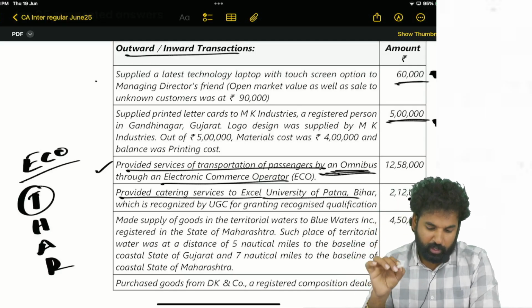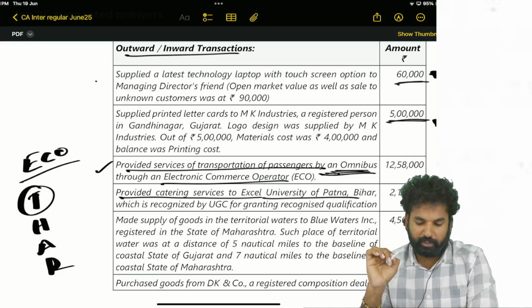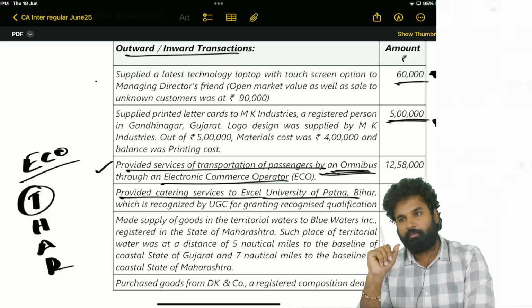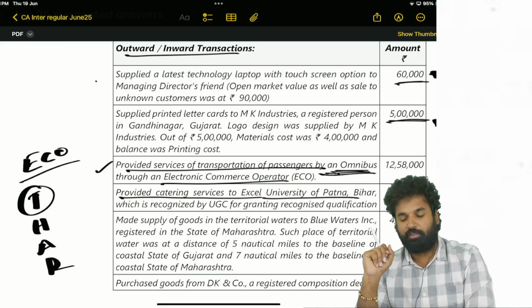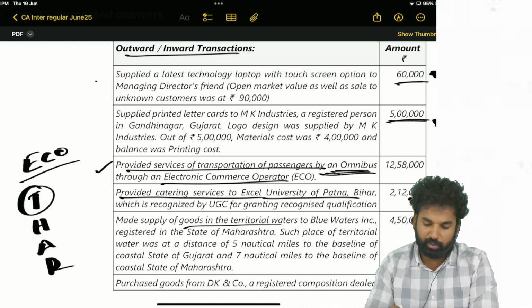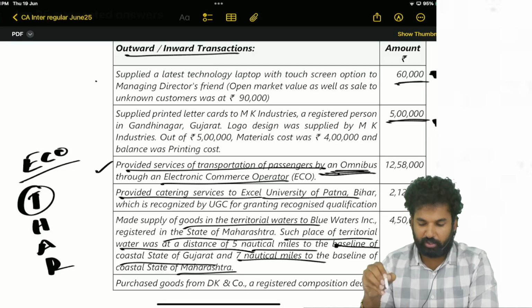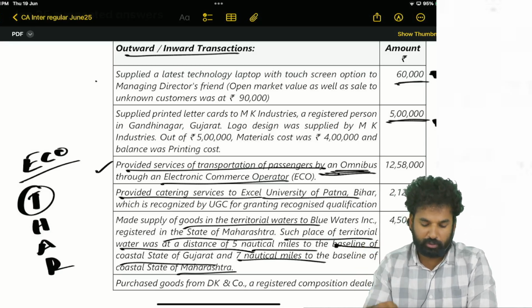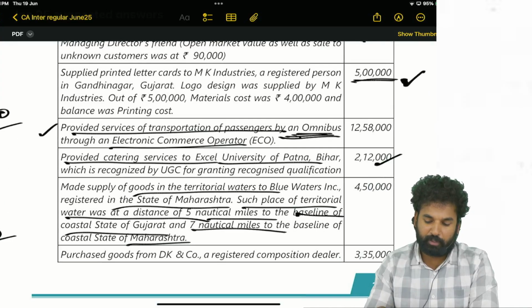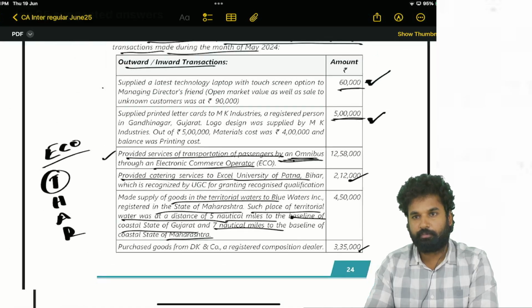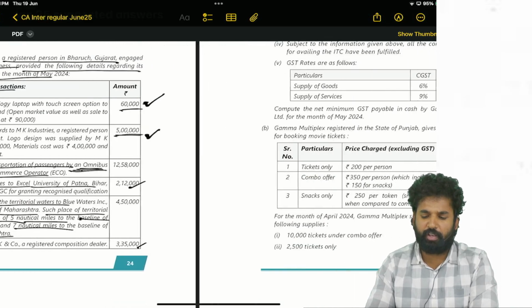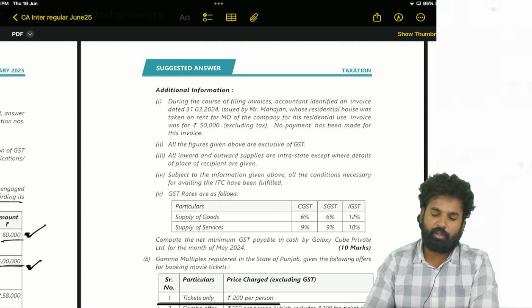Next, made supply of goods in the territorial waters to Blue Water Inc. If you are making supply in territorial waters, then what will be the place of supply? Nearest coastal state we have seen. Okay, made supply of goods in territorial waters, registered in state of Maharashtra. Such a place of territorial waters was at distance of 5 nautical miles to the baseline, coastal line of Gujarat, and 7 nautical miles to Maharashtra. Which is that place of supply will be Gujarat. Purchased goods from DK and Company, a registered composition dealer, 3,35,000. Okay, purchased goods from composition dealers means what will happen? ITC cannot be claimed, cannot claim input tax credit.